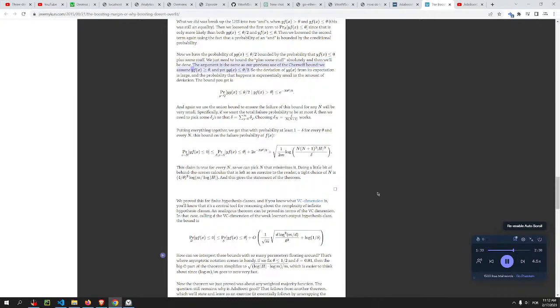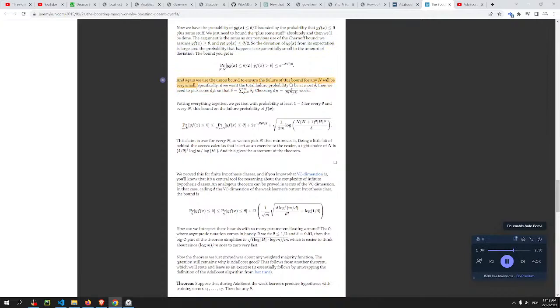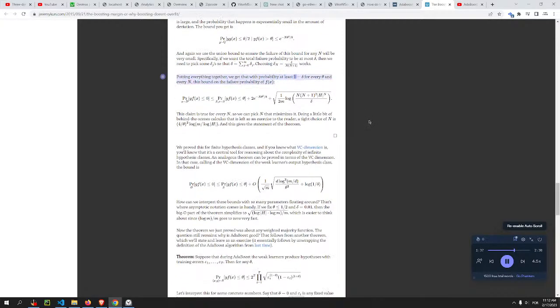We assume yf(x) is greater than or equal to theta, and yet the deviation of yg(x) from its expectation is large, and again we use the union bound to ensure the failure probability for any n will be very small. Specifically, if we want the total failure probability to be at most delta, then we need to pick some delta_n so that the sum is at most delta. Putting everything together, we get that with probability at least 1 - delta, for every theta and every n, this bound holds on the failure probability of f(x).